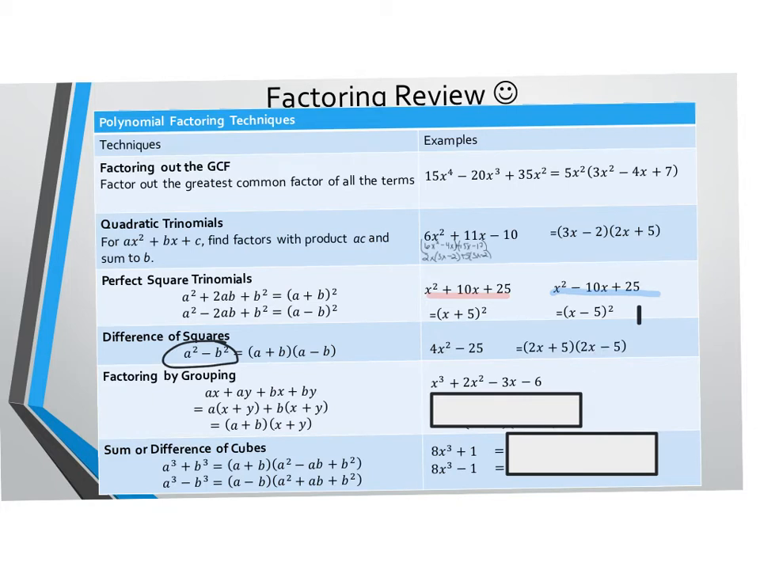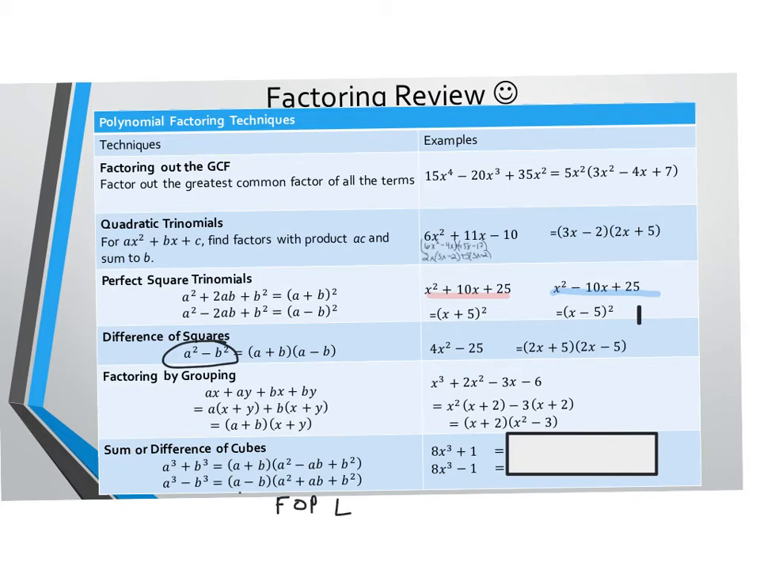To do the factoring by grouping, we've already illustrated that with the quadratic trinomials. We would factor out the greatest common factor of the first two and the last two, and then do the greatest common factor again. And remember with the sum or difference of cubes, remember we use our FOPL.